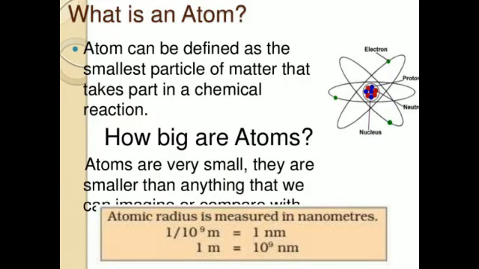Now, let me revise what an atom was defined as. An atom is the smallest particle of matter that takes part in a chemical reaction. And the very important thing to be revised here is that the size of the atom is very, very, very small, that it reaches to nanometer, 10 raised to the power minus 9 meter. It's a very small distance.